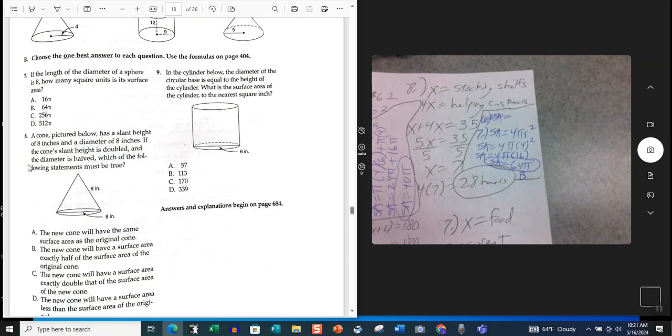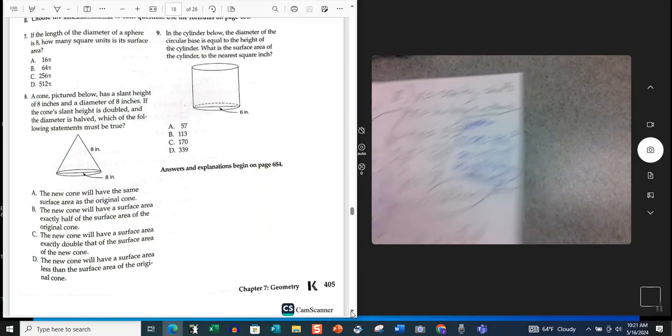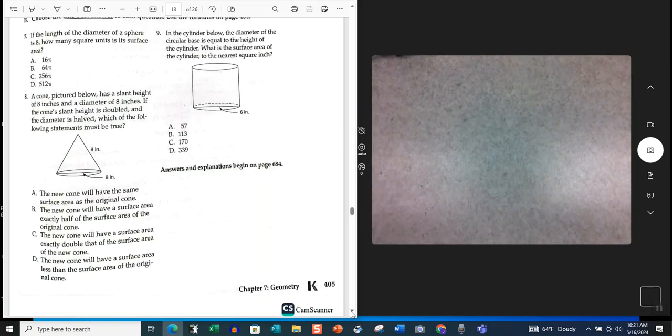Now we go here to problem number 8. It says here, a cone pictured below has a slant height of 8 inches and a diameter of 8 inches. If the cone slant height is double and the diameter is half, which of the following statements must be true?